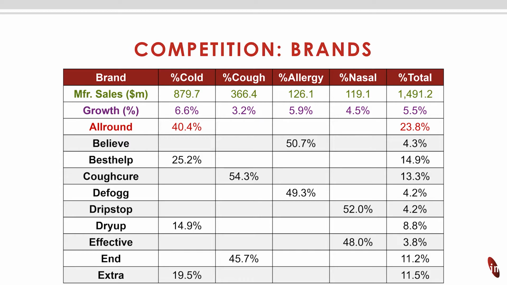The rightmost column is the market share in manufacturer sales dollars of each brand, considering the entire cough, cold, allergy, and nasal market. All-Round is the market leader by far, with almost 24% of the market.